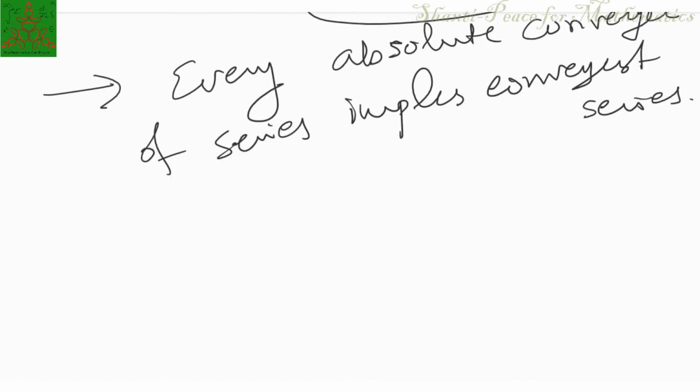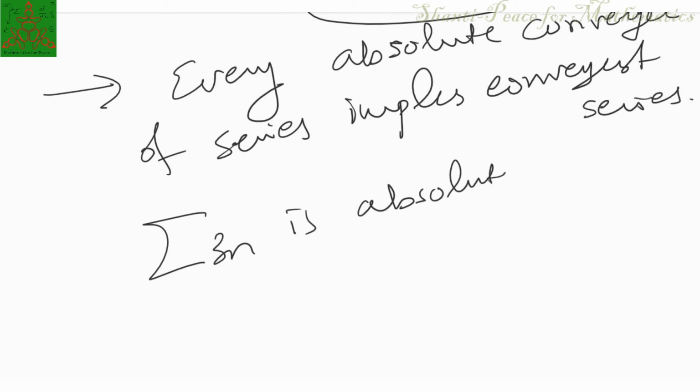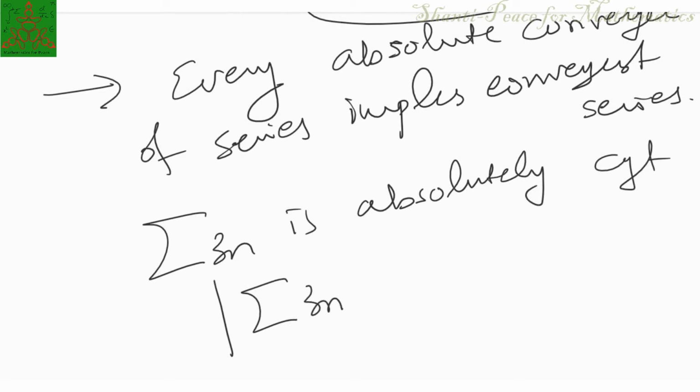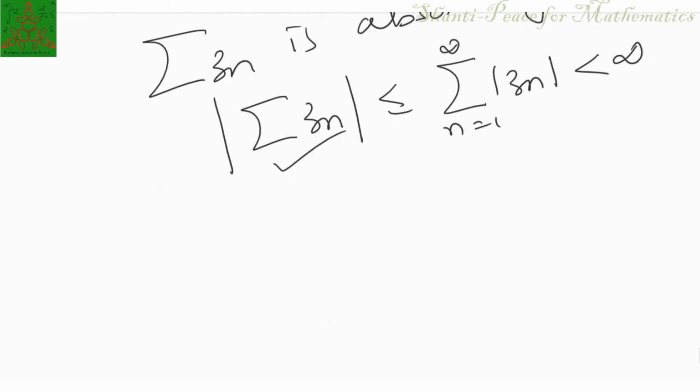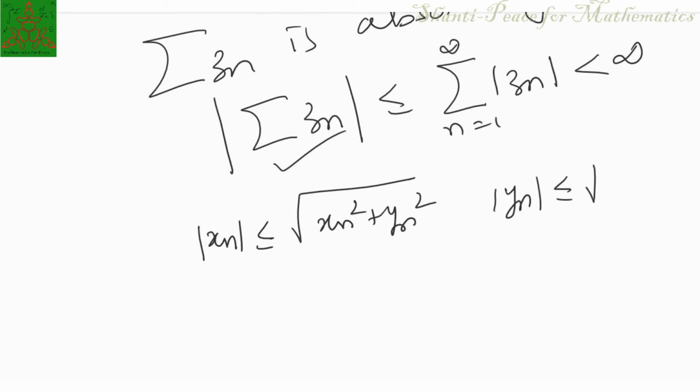So we can start with, suppose the summation of Zn is an absolutely convergent series. So if I start with mod of the summation of Zn, that is less than or equal to the summation of mod Zn by triangle inequality, n running to infinity, and this is convergent. So by comparison test this is also convergent. Or we can state it this way also: mod of xn is less than or equal to the square root of xn square plus yn square, and mod of yn is less than or equal to the square root of xn square plus yn square.